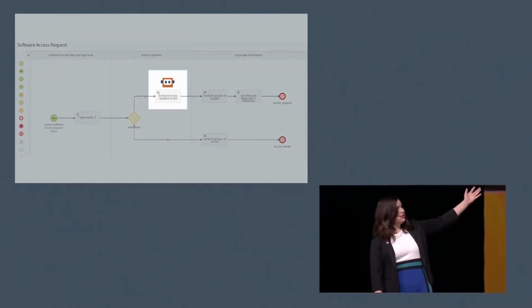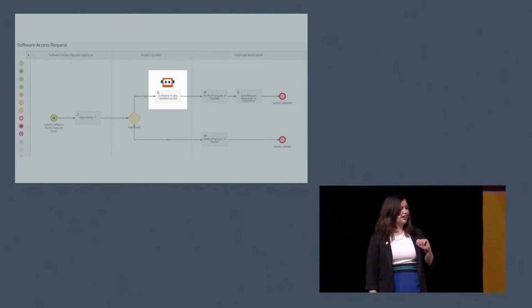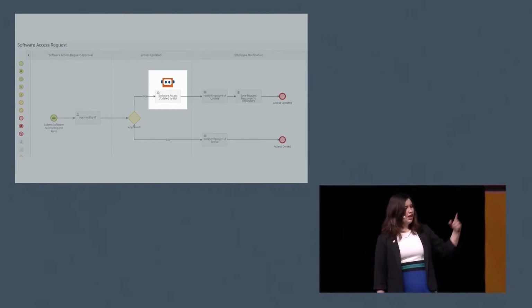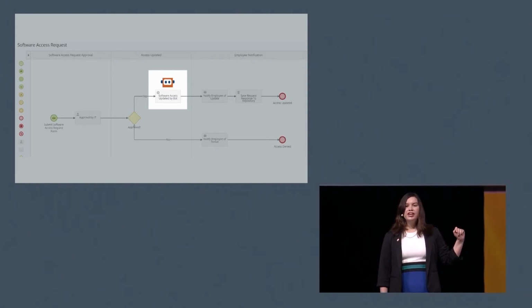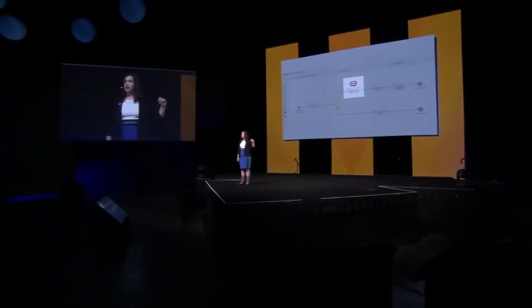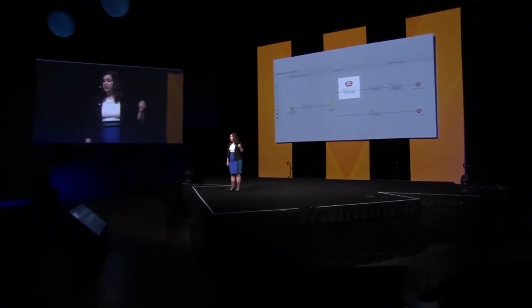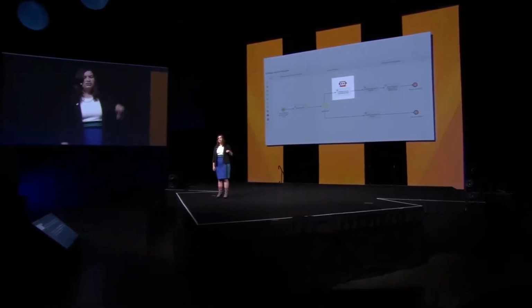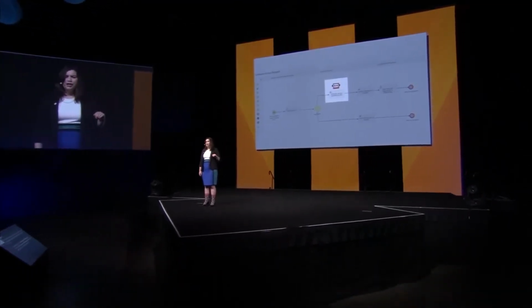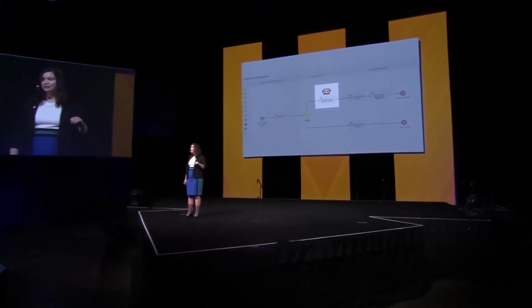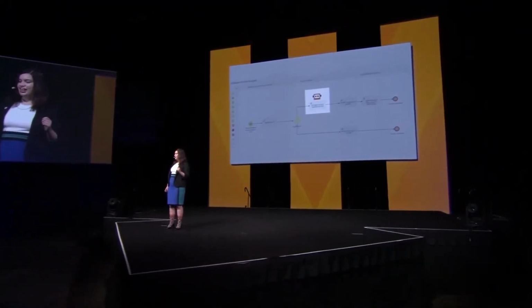So now with RPA, this is what our process would look like. By applying a bot, we can improve the efficiency of this process, helping fill in an automation gap where the administrator previously had to perform manual work. So let's see more of this process in action.